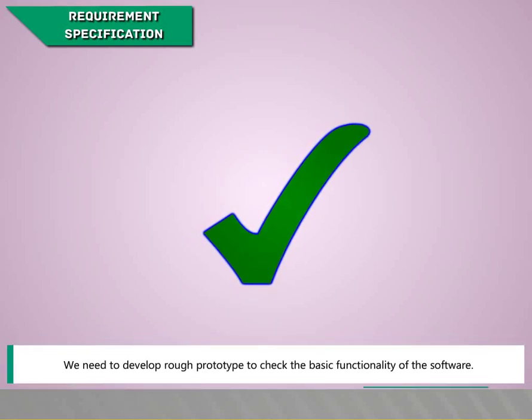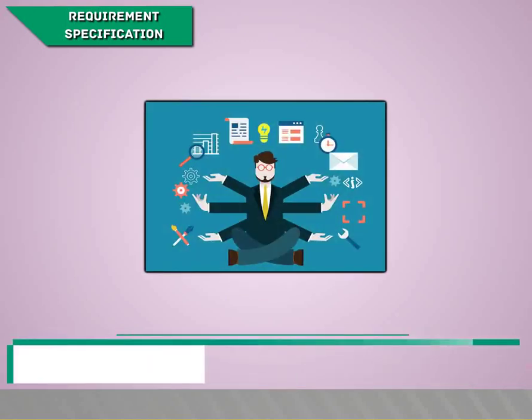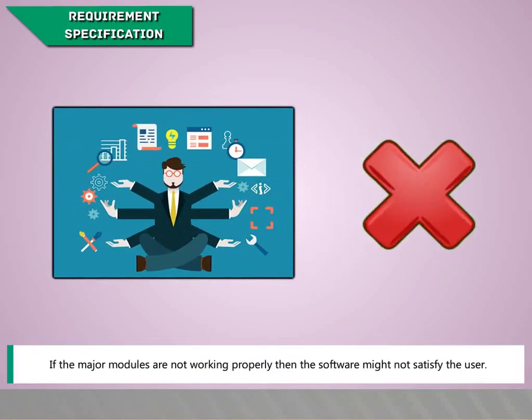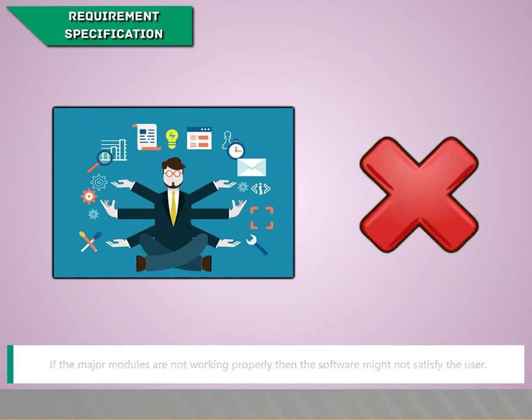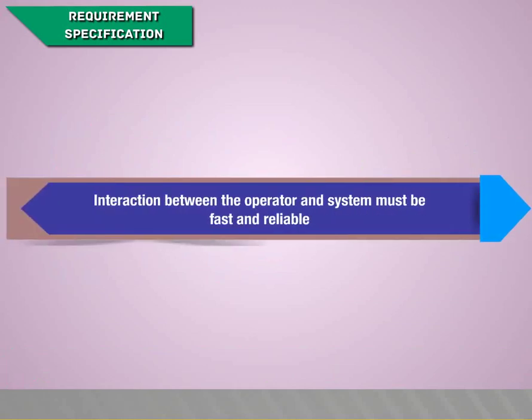We need to develop a rough prototype to check the basic functionality of the software. If the major modules are not working properly, then the software might not satisfy the user. Interaction between the operator and system must be fast and reliable.